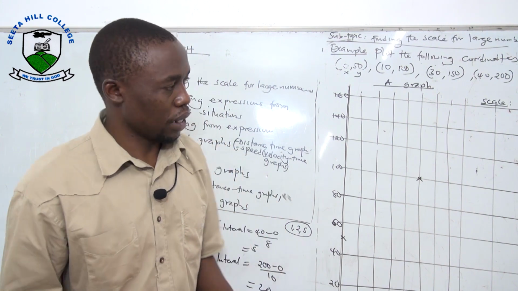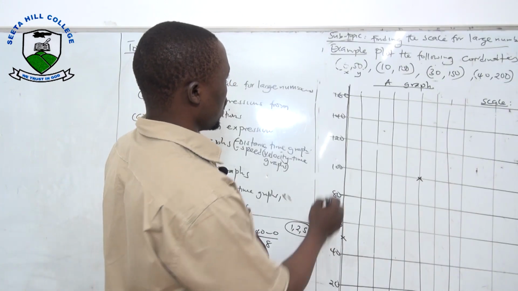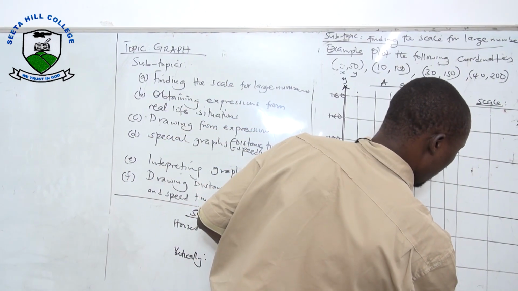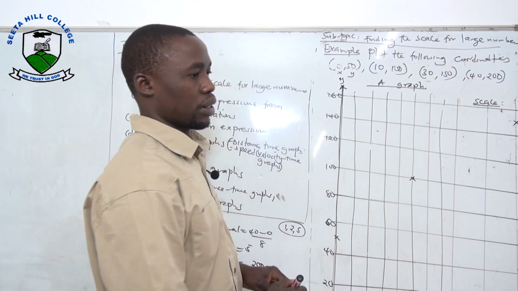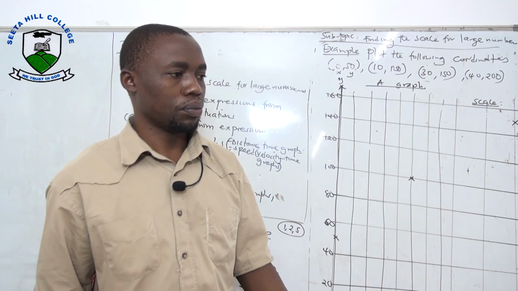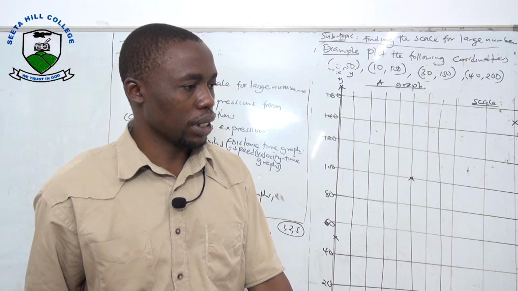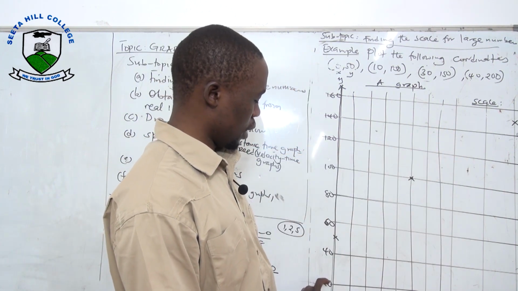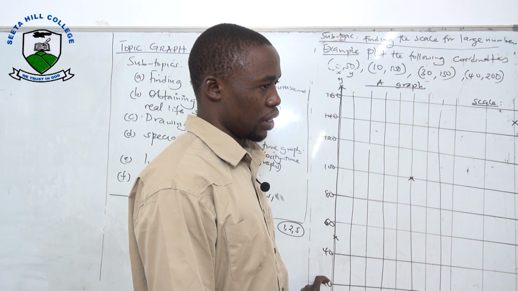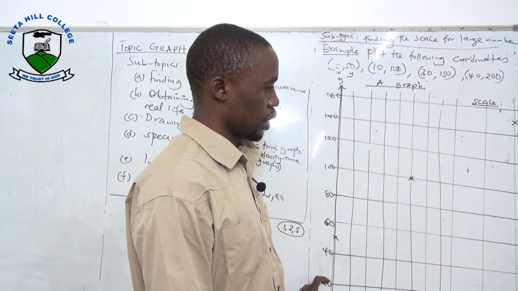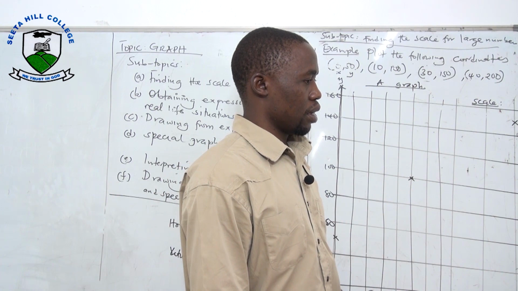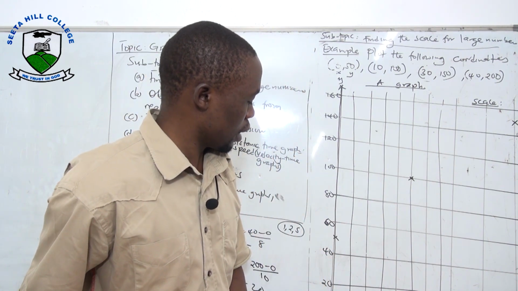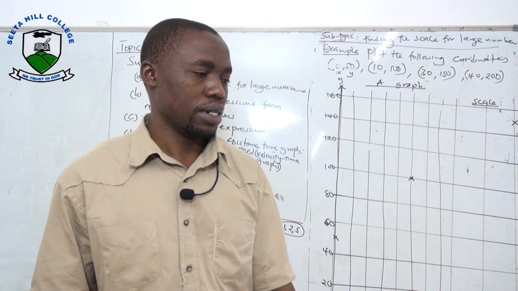Have you labeled every axis? Call this Y, call this X, unless the question has given you something else. Put the scale there. Vertically, 2 centimeters represent 20 units. That means 1 centimeter will represent 10.